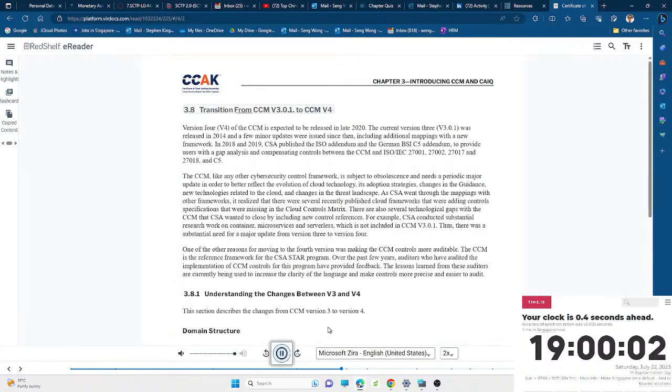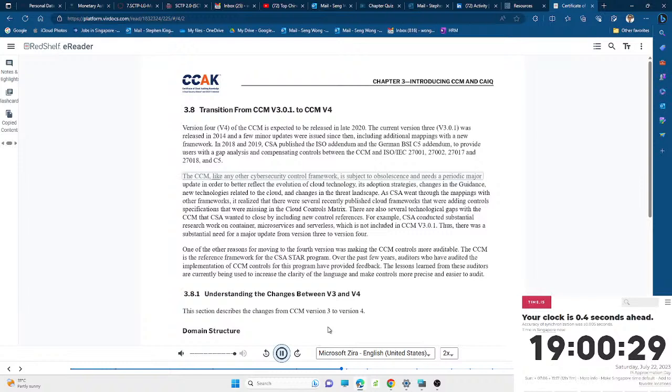3.8 Transition from CCM v3.0.1 to CCM v4. Version 4, v4, of the CCM is expected to be released in late 2020. The current version 3, v3.0.1, was released in 2014, and a few minor updates were issued since then, including additional mappings with a new framework. In 2018 and 2019, CSA published the ISO addendum and the German BSI C5 addendum, to provide users with a gap analysis and compensating controls between the CCM and ISO/IEC 27001, 27002, 27017 and 27018, and C5.